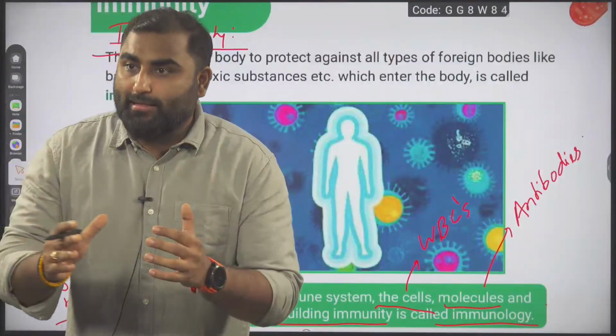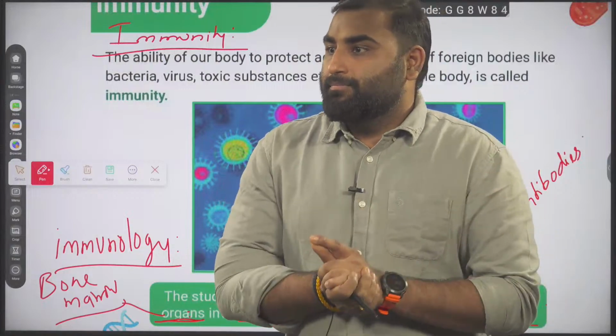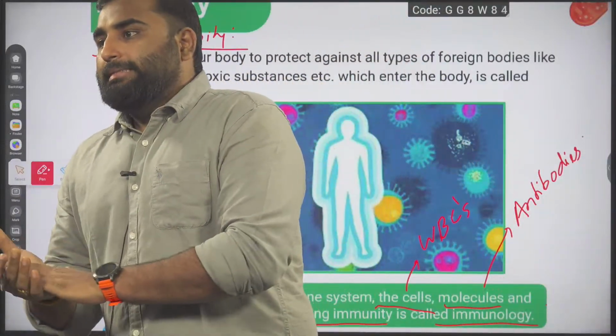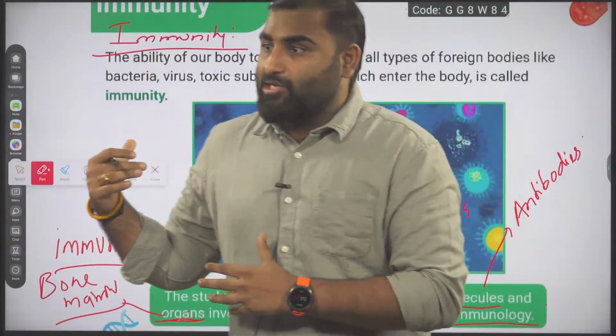Chapter name is Human Health and Disease, and we are studying the immunity part from there. Thymus function: the thymus helps in the development of T lymphocytes, Nagaraju. We will talk about that as well today.